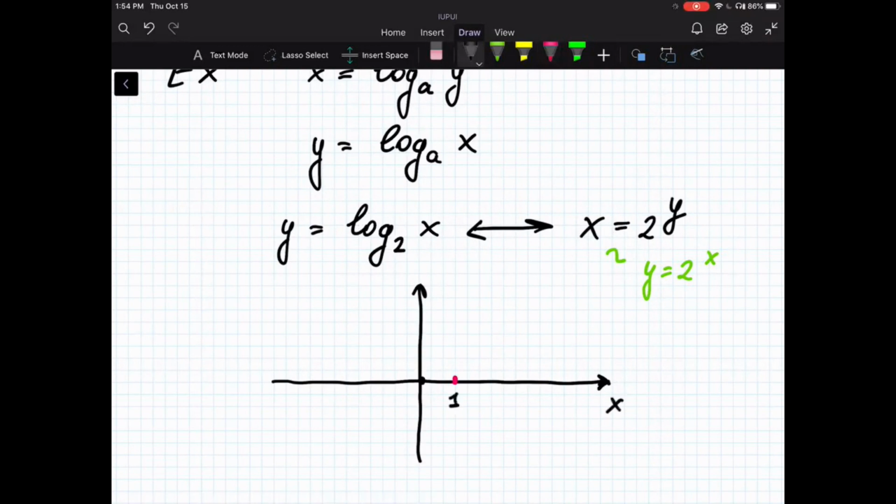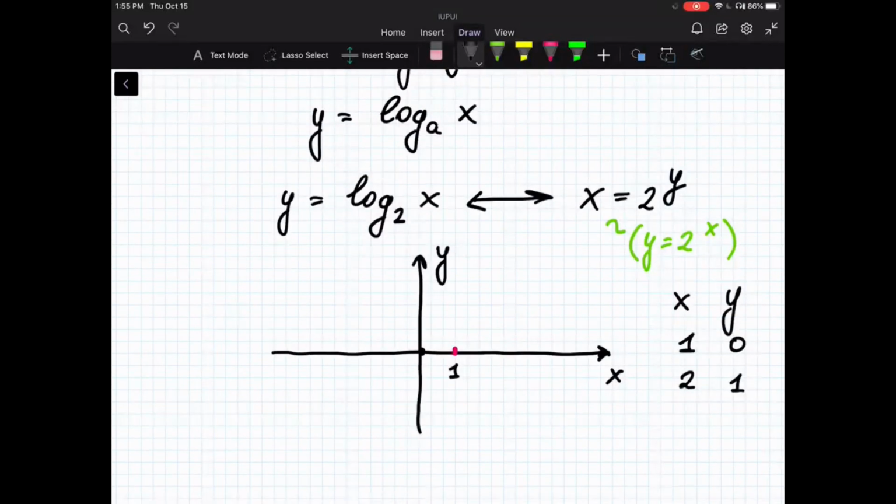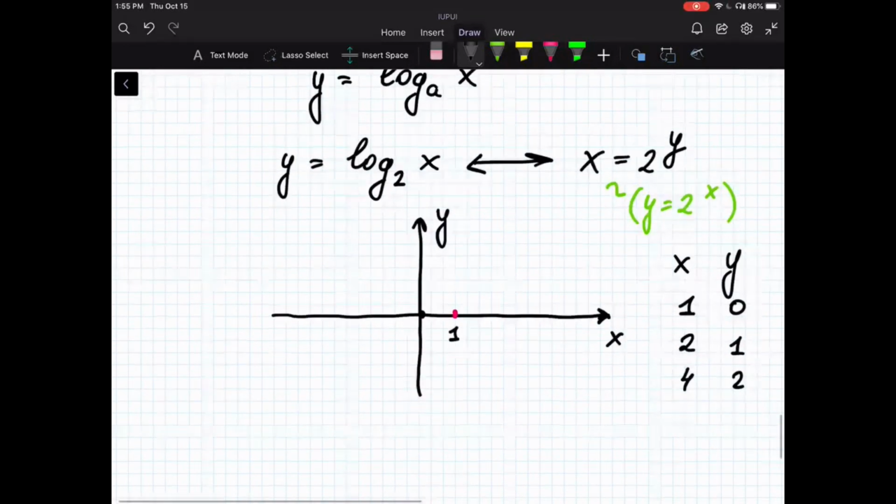This is x, this is y. Let me create the table, x and y. When y is 0, then x is equal to 1, because x is equal to 2 to the power 0, which is 1. When y is 1, my x is equal to 2. When y is 2, my x is equal to 4. And when y is equal to, say, minus 1, my x is 1/2.